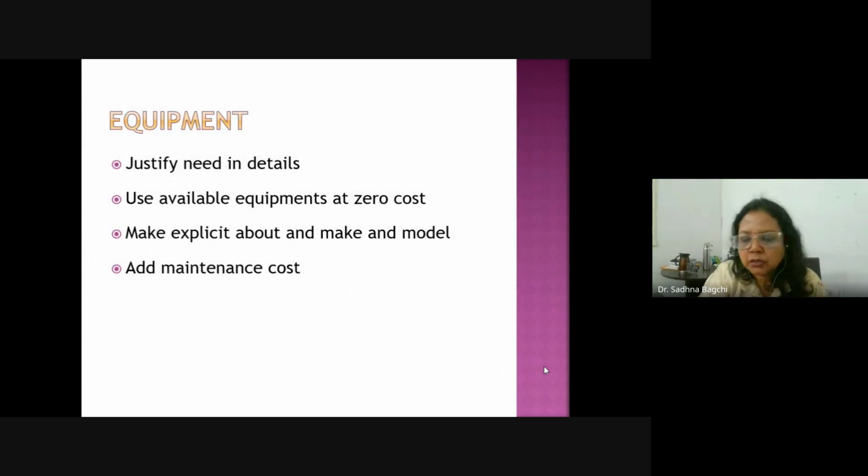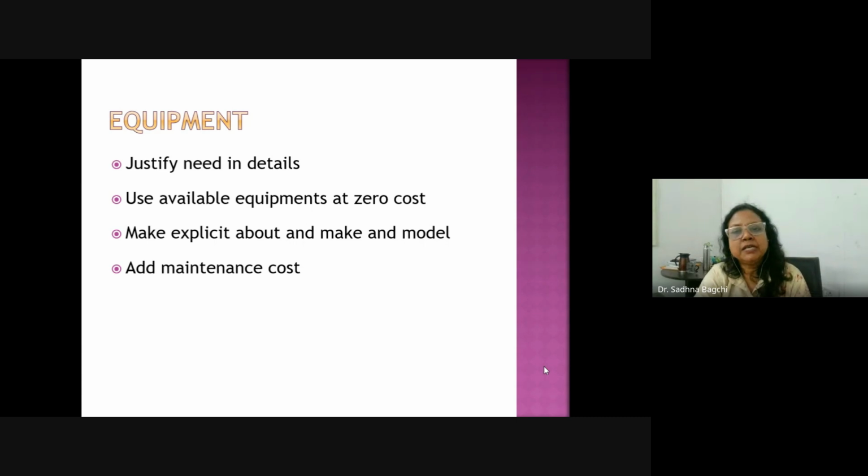Okay, equipments. Now we come to the third part of the budgeting, that is the equipments part. So justify the need if you are procuring any laptop, or two printers. You have to justify your need. After the completion of the project, what is going to happen with this equipment? Are you going to sell it, are you going to keep it, who is going to take it? All these things you have to justify. That is, justify the need in detail.